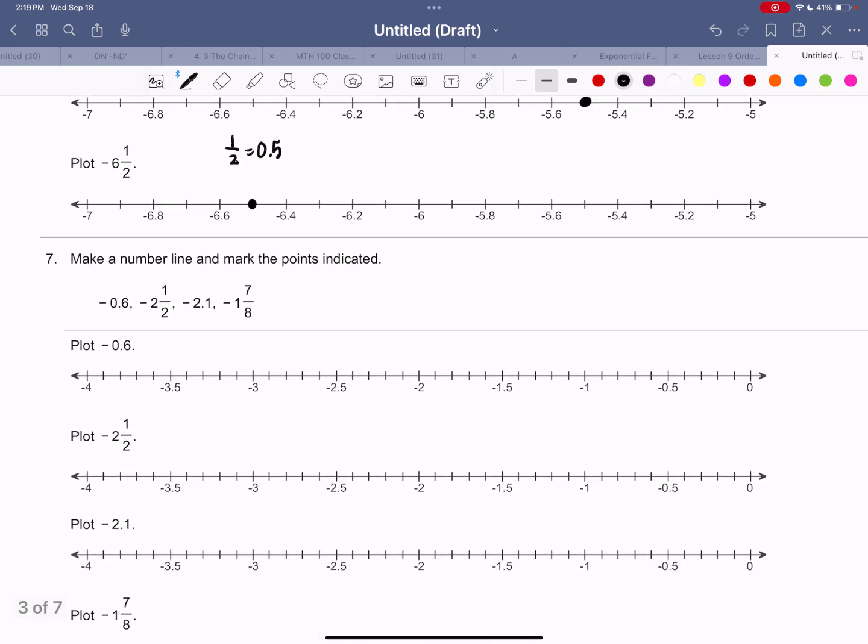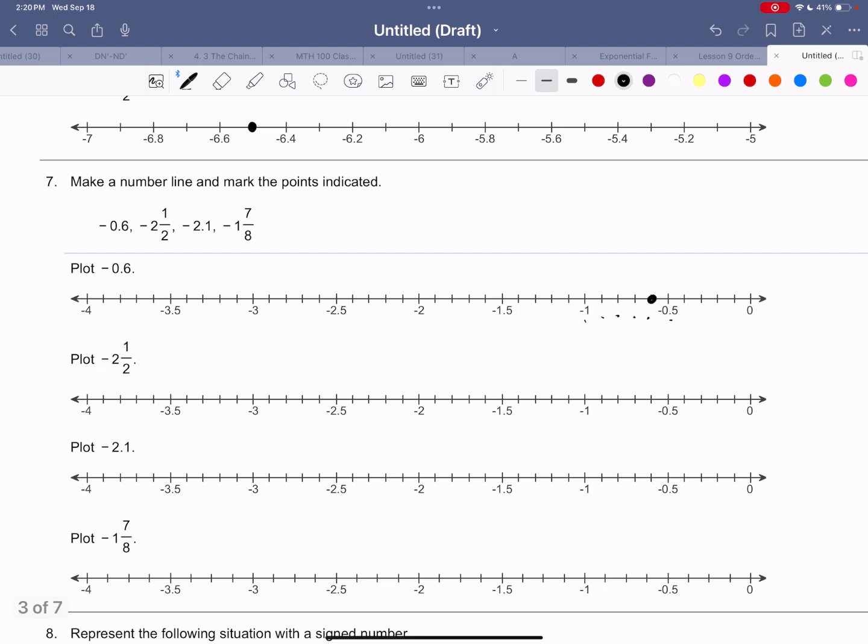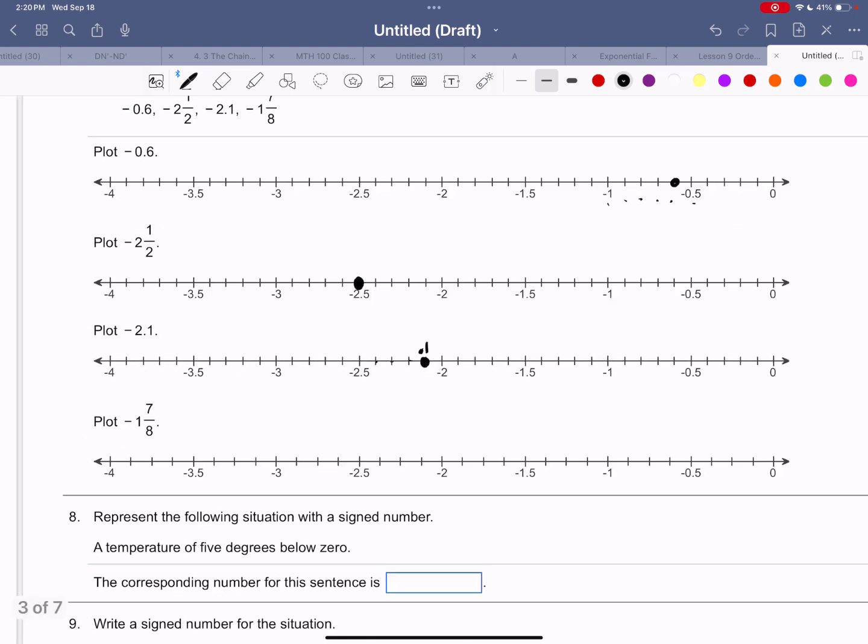Now we've got to plot these. Negative 0.6 is going to be right here, because look, 0.5, negative 0.6, 0.7, 0.8, 0.9, and then 1. Negative 2.5 is the same as negative 2.5. Negative 2.1, so we've got to count. Let's see, 1, 2, 3, 4, 5, so that's a 0.1 right there, so negative 2.1.